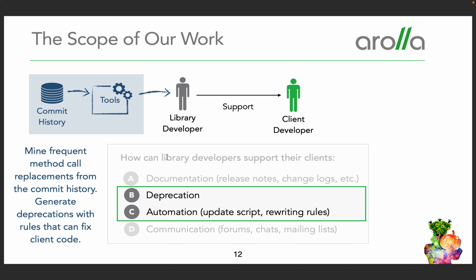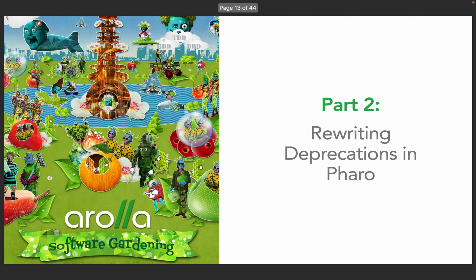In this work, we focus on two of those ways: deprecation and automation. We will mine the frequent method call replacements from the commit history, and we will generate a special kind of deprecations that have transformation rules which can be automatically applied to fix client code. Now I will explain how this rewriting deprecation functionality works.